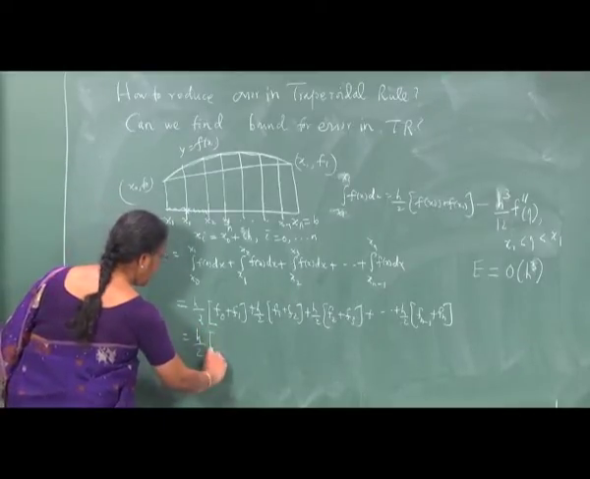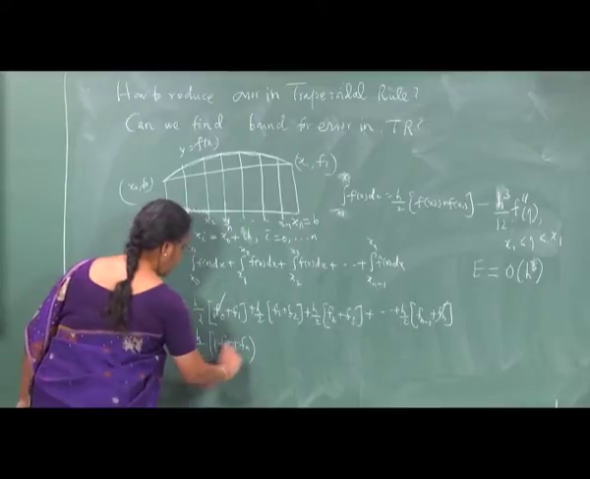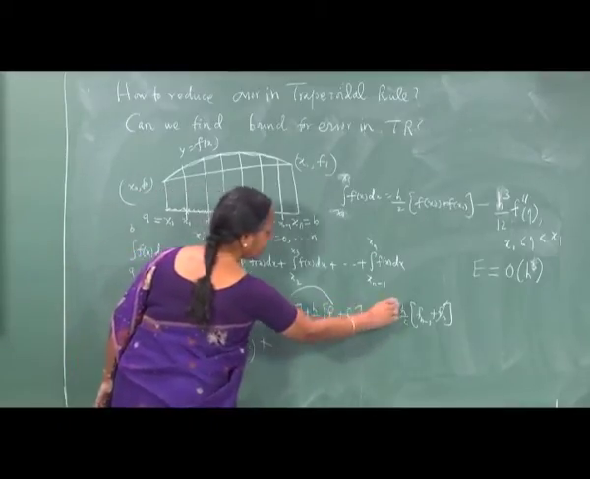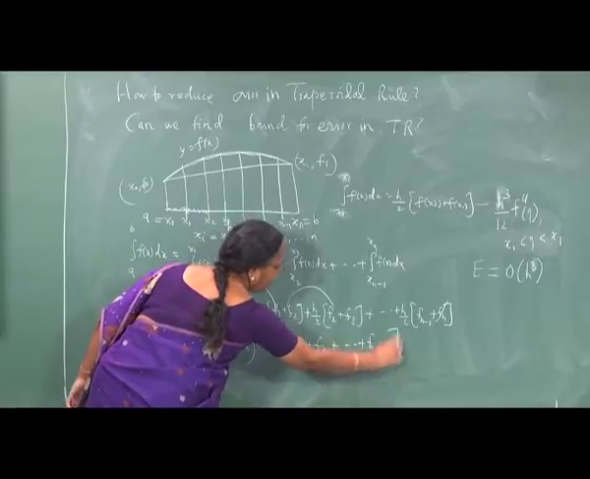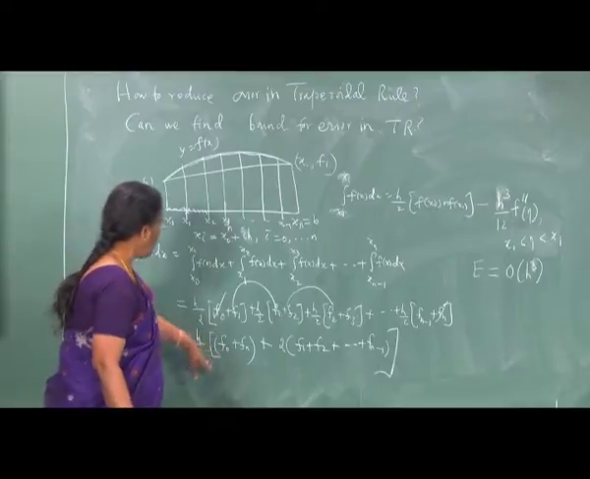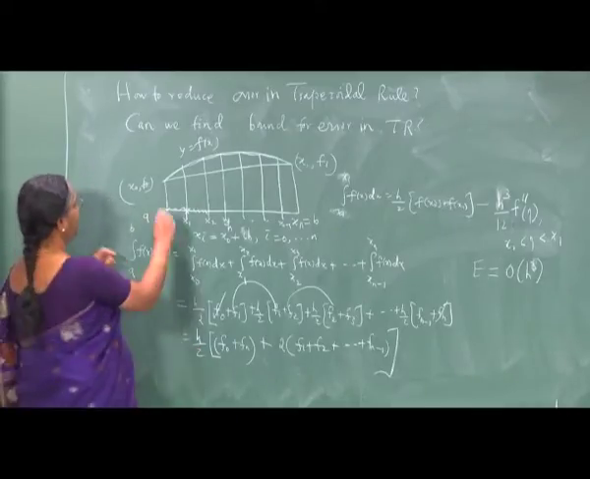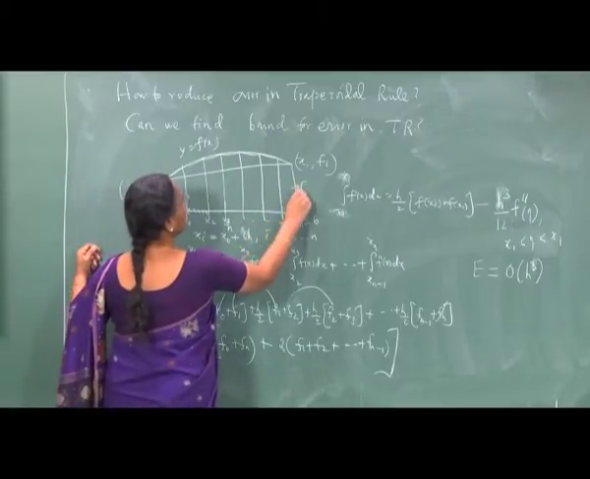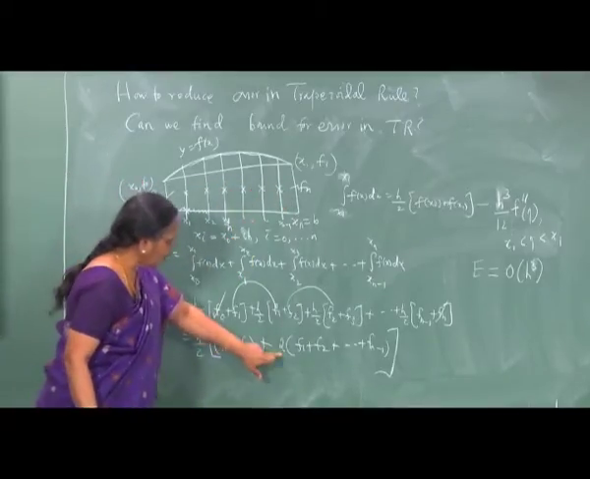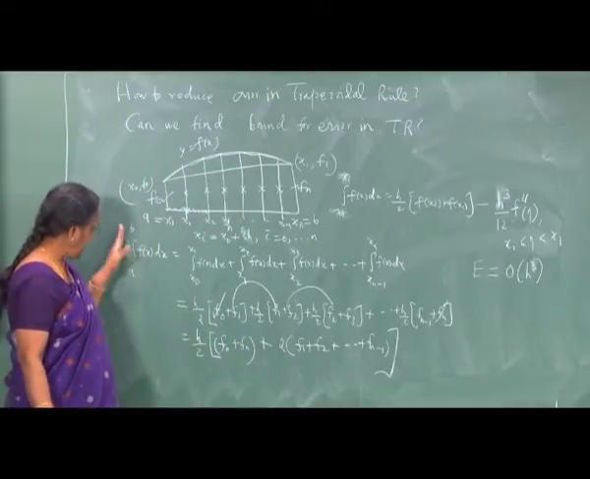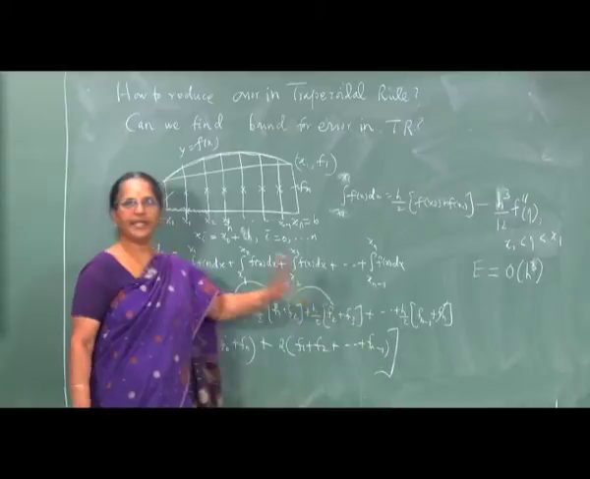So, I observe that it is h by 2 into, I see that f naught appears once, f n also appears once, but f 1, f 2, etcetera, they all appear twice. So, twice f 1 plus f 2 plus etcetera plus f n minus 1. So, what do I have now? Integral a to b f of x dx is the step size by 2 multiplied by the sum of the end ordinates f naught plus f n, plus the intermediate ordinates taken twice. So, the formula gives me integral a to b f of x dx is h by 2 times the sum of the end ordinates plus twice the intermediate ordinates.